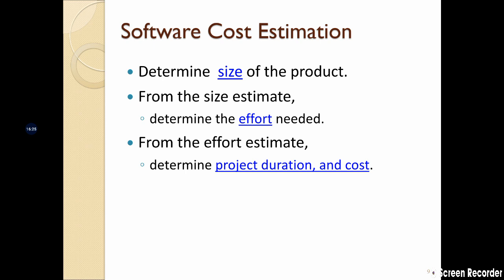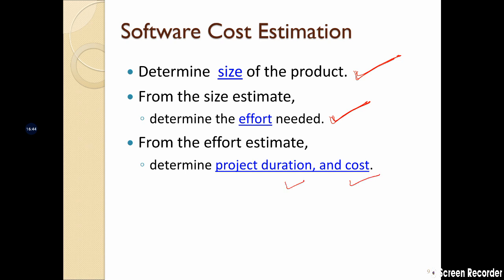So the first important thing is you need to find the size of the product. The basic way of estimating the cost of your software is to find out the size of the product. Once you have the size, you can find out the effort which is required, right? And from the effort, you can determine the duration and the cost.